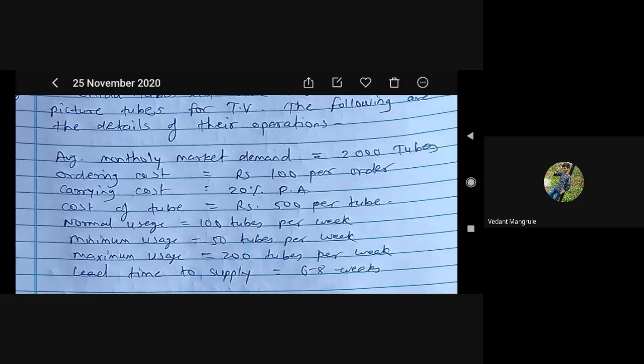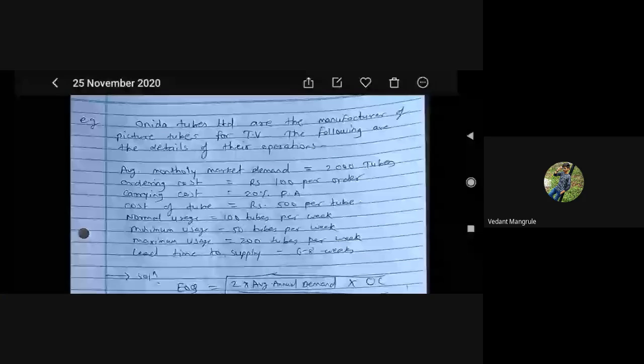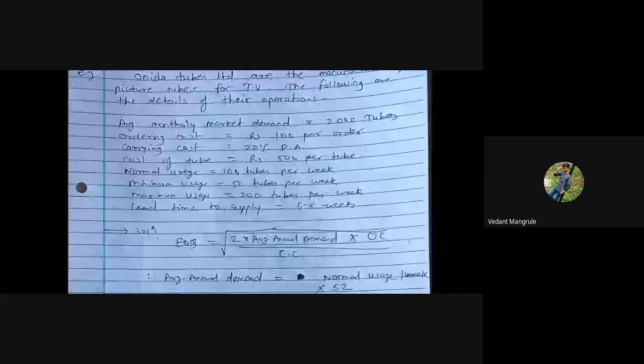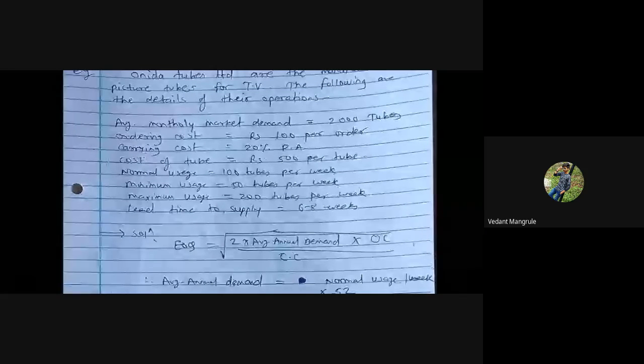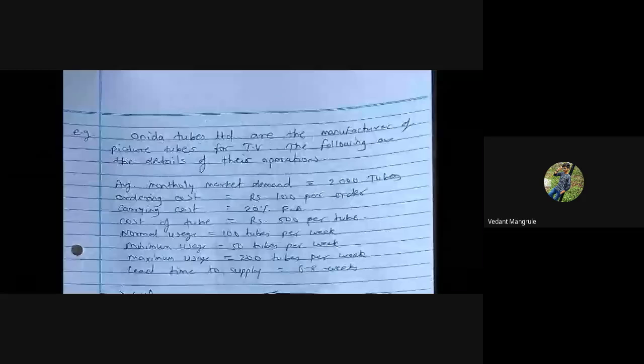We have read basically this problem. Okay, given data, we will take directly here. Nothing is written separately. So what is the given data? Monthly market demand is equal to 2000.